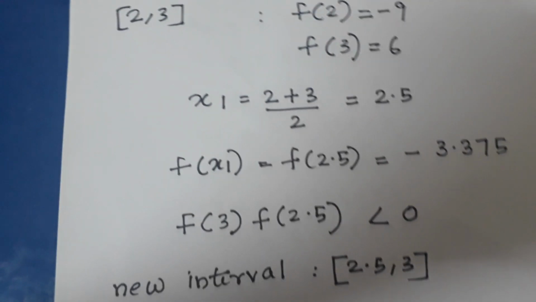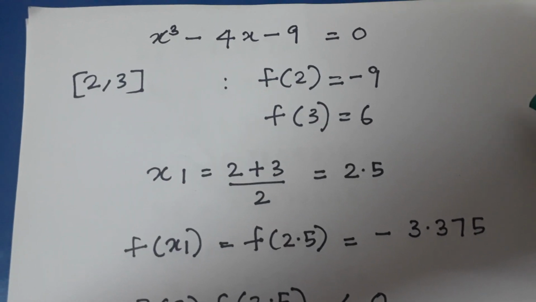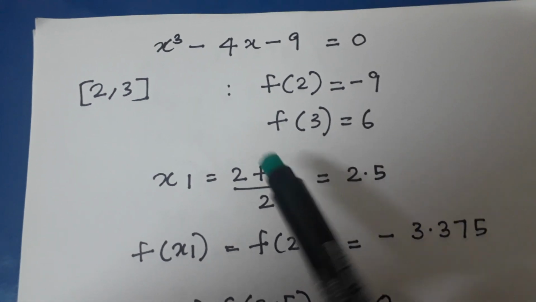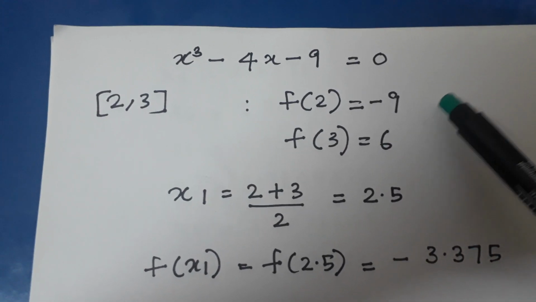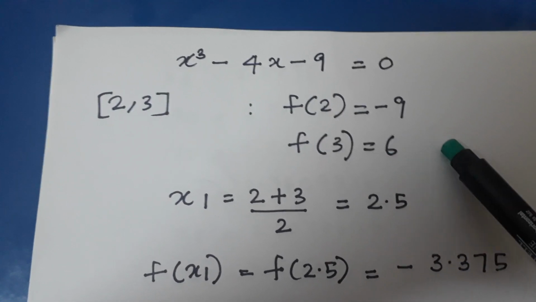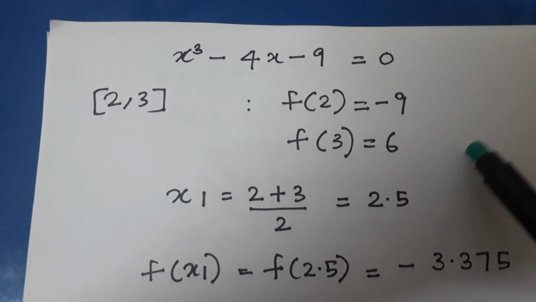So now we'll get to an example. Say x cubed minus 4x minus 9 equal to 0. Now we consider the interval 2, 3. Here f of 2 is minus 9 and f of 3 is 6. This would mean that f of 2 into f of 3 is less than 0.